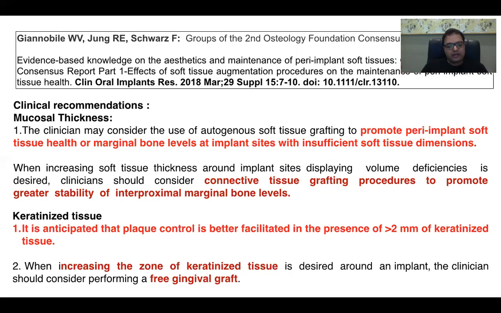Regarding the zone of keratinized tissue, it is anticipated that plaque control is much better facilitated at tissue which has more than 2 mm of keratinized zone. So it's always important that it's not just the bulk, but you also have a good zone of keratinized tissue and not just loose tissue around dental implants. And if you want to increase the keratinized tissue, the best tissue for that would be a free gingival graft.